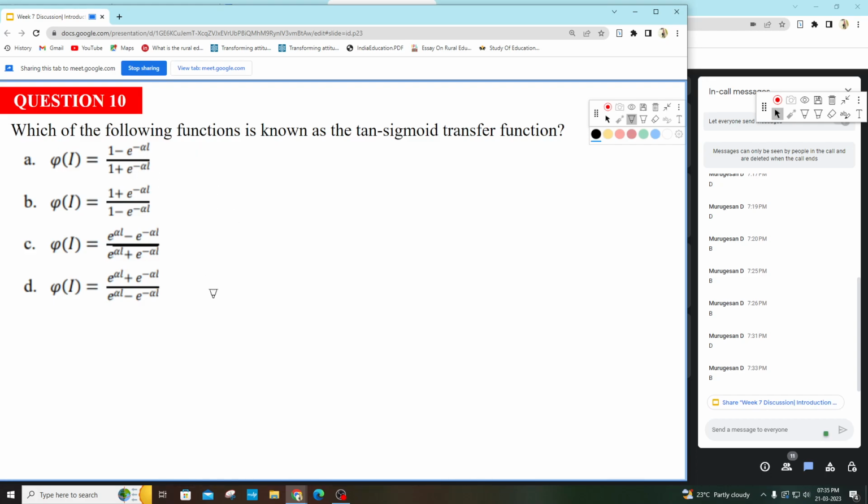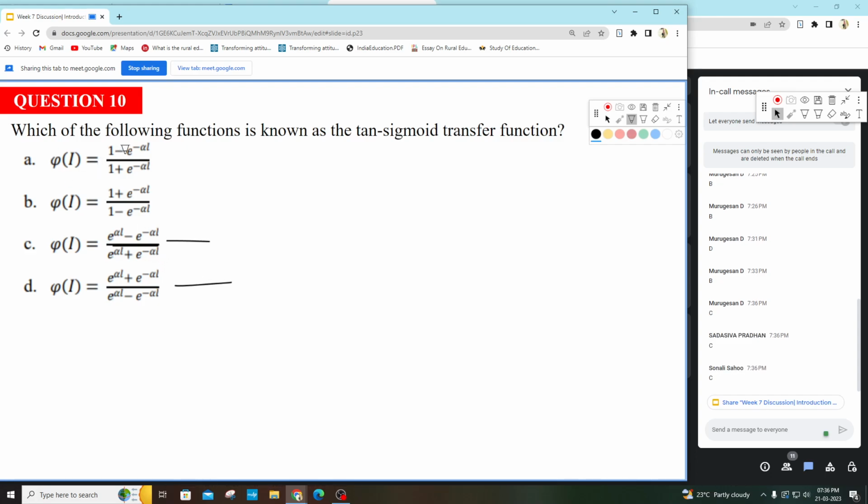Any guesses for this? Question number 10. Again, I am repeating the question. Which of the following functions is known as the tan sigmoid transfer function? Yeah, Murugesh is telling C. Any other guesses? C or D?